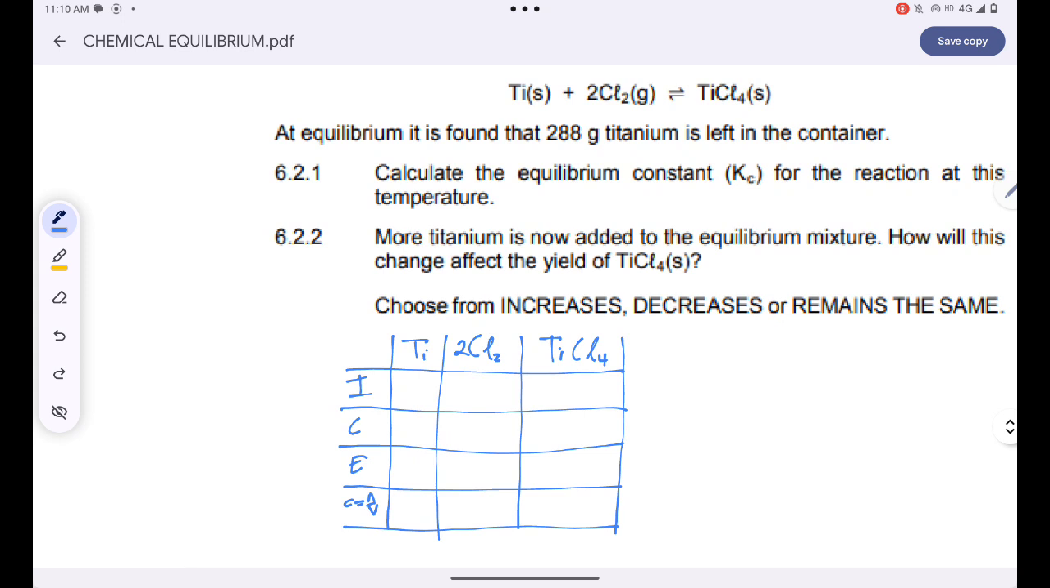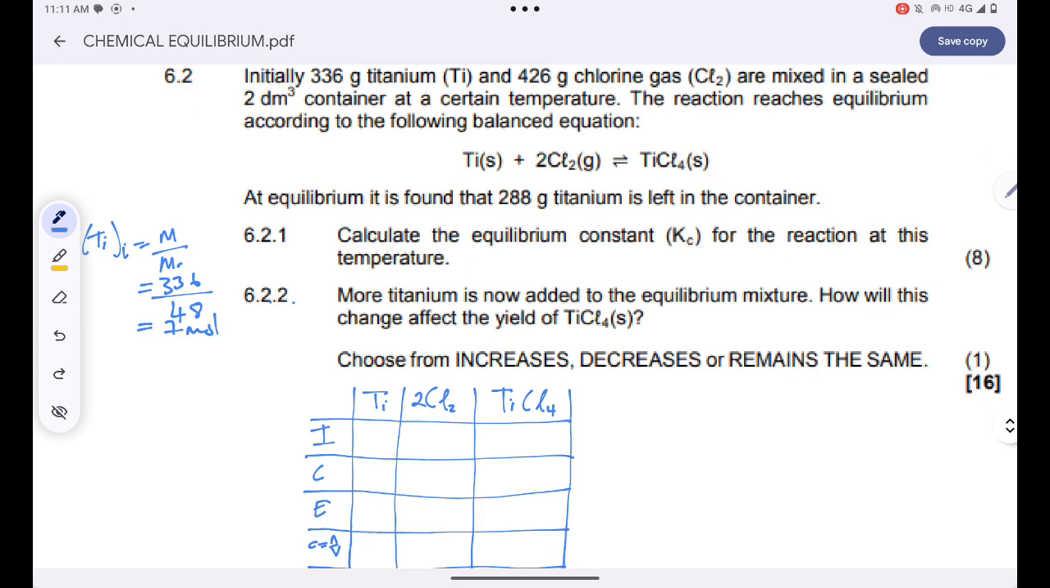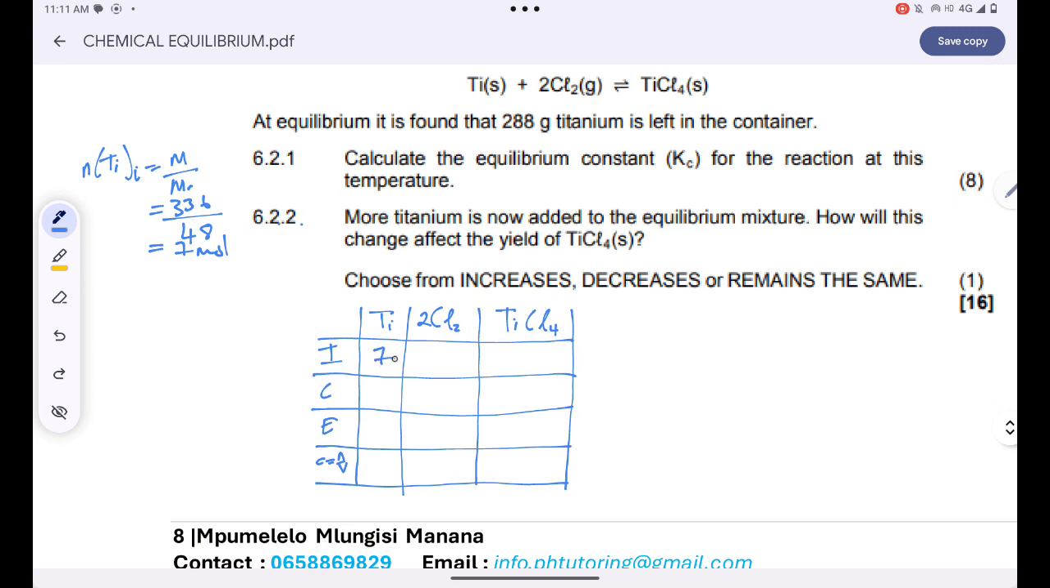So the initial number of moles of titanium is just mass divided by the molar mass. The mass of titanium, we were given 336 grams. The molar mass for titanium, guys, is found at the back of your question paper. There's a periodic table. The molar mass is just 48. So I simply say 336 divided by 48. This will just give me 7 moles. So I know that the initial number of moles of my titanium is just 7 moles.